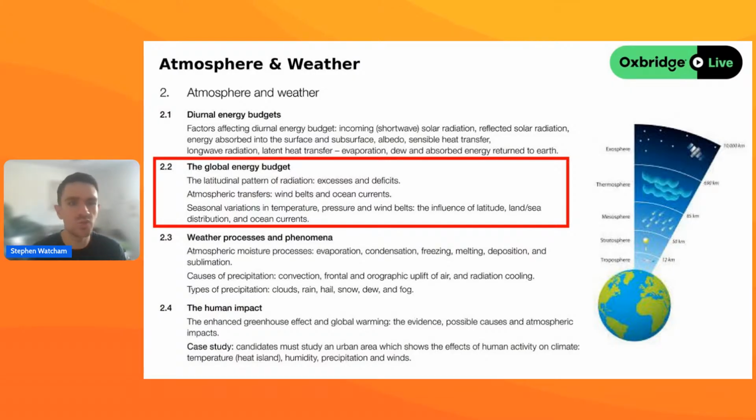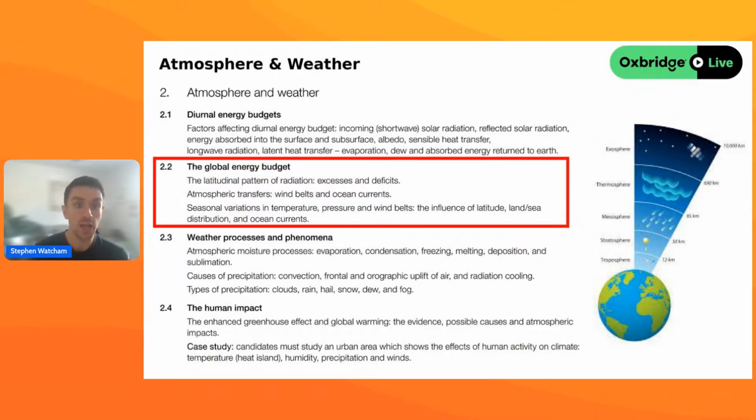The human impact, weather processes and phenomena, they are slightly easier to understand. They are slightly less content in these last two sections. So my advice would be really try and get to grips with 2.2. There do seem to be a lot of exam questions that come from this part of the topic. So my advice, focus on 2.2, if anything, slightly more than 2.3 and 2.4.